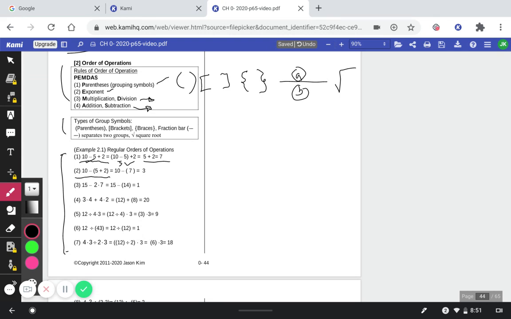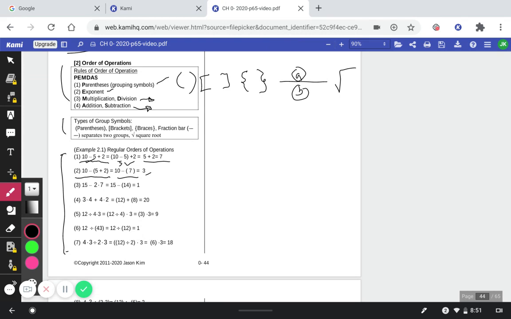But like number 2, if you have a parenthesis, you always do inside the parenthesis first, only if they have any operation inside. Okay. So in here, 10 minus the quantity of 5 plus 2, you rewrite this as 10 minus the inside, which is 7. And then it becomes 3. Now, can you see the difference between 1 and 2? 1 does not have any parentheses. The second one has a parenthesis. Then you do inside the parenthesis before you do anything else. So parenthesis has higher order than just addition and subtraction.